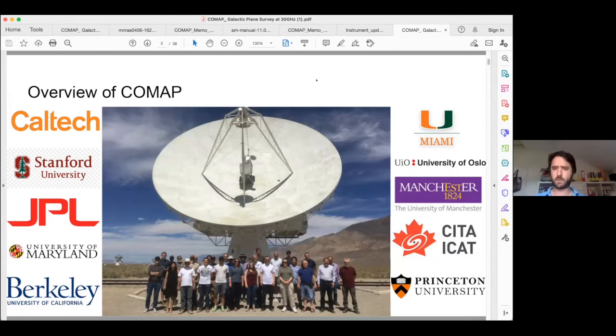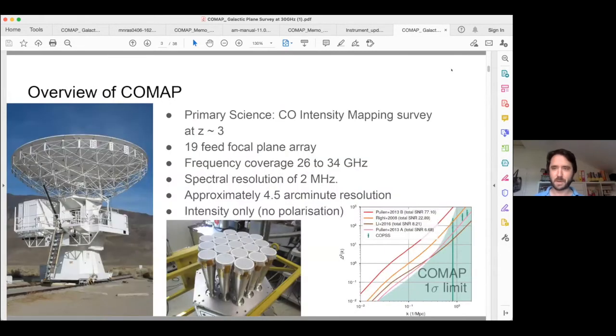And the Comap experiment is primarily a cosmology experiment. It's not what I'm going to be talking about today, but the main science is to do CO intensity mapping at redshifts of about 3. So this is the carbon monoxide 2-to-1 transition. And the aim is to try and detect the integrated CO emission from galaxies around redshift 3 and measure star formation rates and star formation histories.